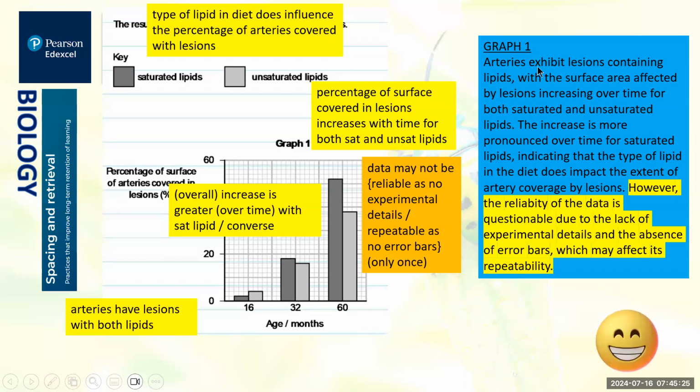So, arteries exhibit lesions containing lipids with the surface area affected by lesions increasing over time for both saturated and unsaturated lipids. This is the way we have to write in nice English grammatical and technical form. We have to make a sentence to make the paragraph. The increase is more pronounced, more visible over time for saturated lipids, indicating that the type of lipid in the diet does impact the extent of artery coverage by lesion.